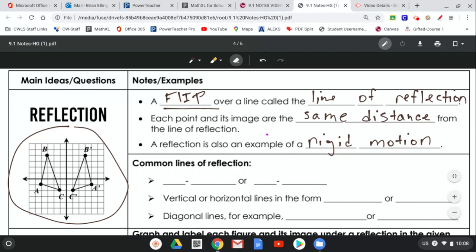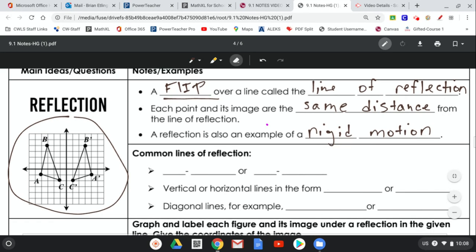Now, the common lines of reflection, the ones we're going to talk about, all right, there are other lines of reflection, but these are the main ones: the x-axis, the y-axis, which if you look in our example over here, triangle ABC is being reflected over the y-axis. All right. So then we could have vertical or horizontal lines.